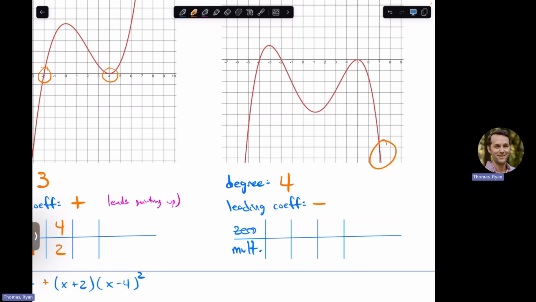Okay, what are these zeros? -4, -2, and 5. And what are their multiplicities? 1, 1, and 2. Everybody agree? And again, we said the degree was 4, and the multiplicities add to 4. That's a good sign.